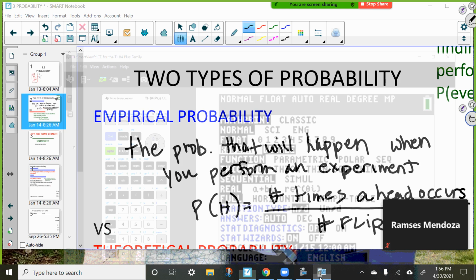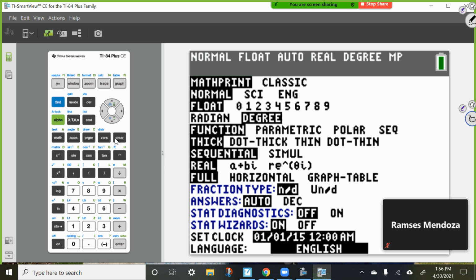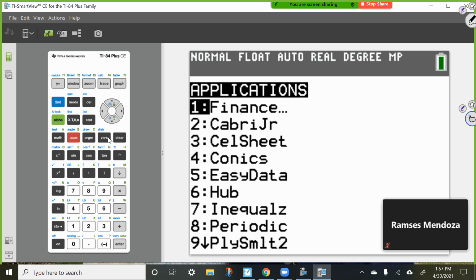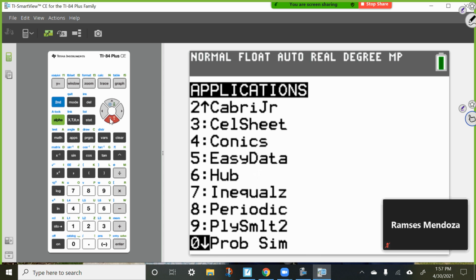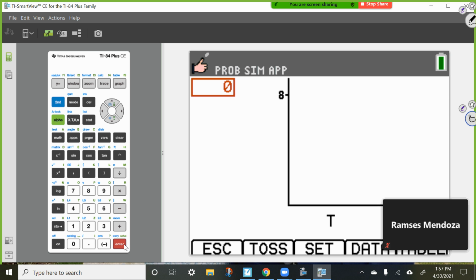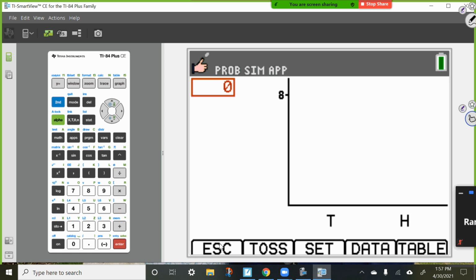All right, so if I take my calculator, and I hope this version has it. Program, oh, it doesn't have it. My calculator at home had it. So let me look in apps. Might be in here. There we go. There it is. Probability simulation, right? So I can either toss coins, roll dice, pick marbles, spin a spinner, or draw cards. So we're just going to toss a coin. Okay, so I can hit enter, and I'm going to see the probability of heads.